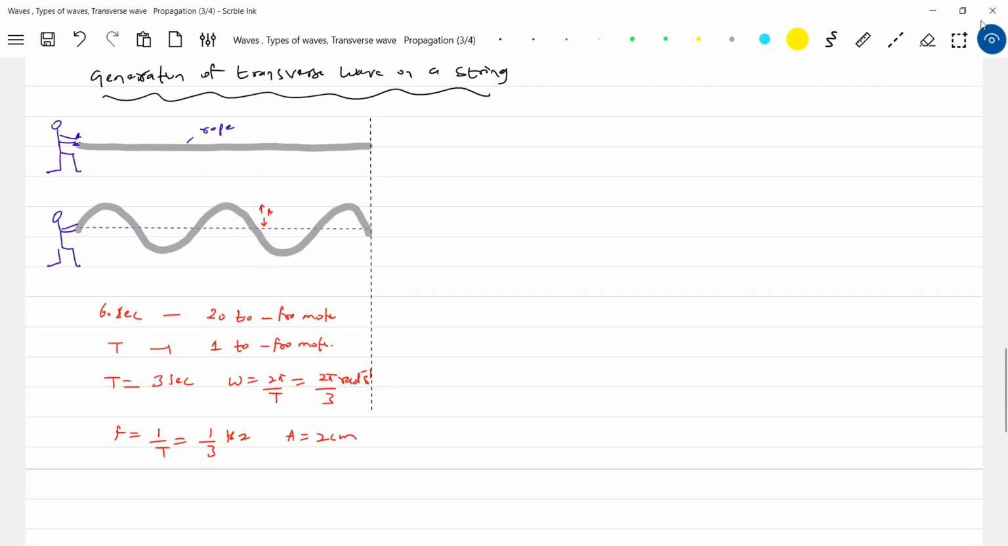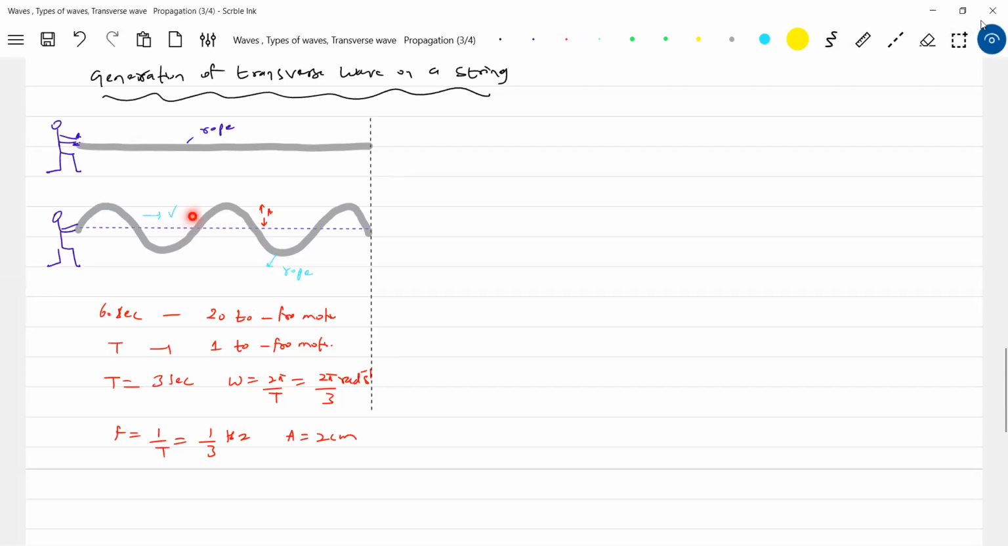Then again continuously, for every 3 seconds, one to and fro motion. Possible? Anybody can do it for 3 seconds. But for 5 minutes, you'll get a pain. But as there is a wave, in what direction will the wave propagate now? The wave will propagate in this direction. V is the speed of the wave, A is the amplitude of the wave, and f is the frequency of the wave. This is one way of generating a transverse wave on a rope.